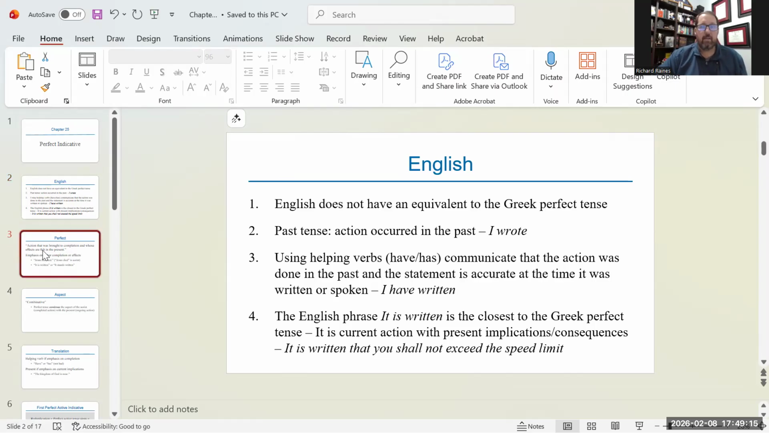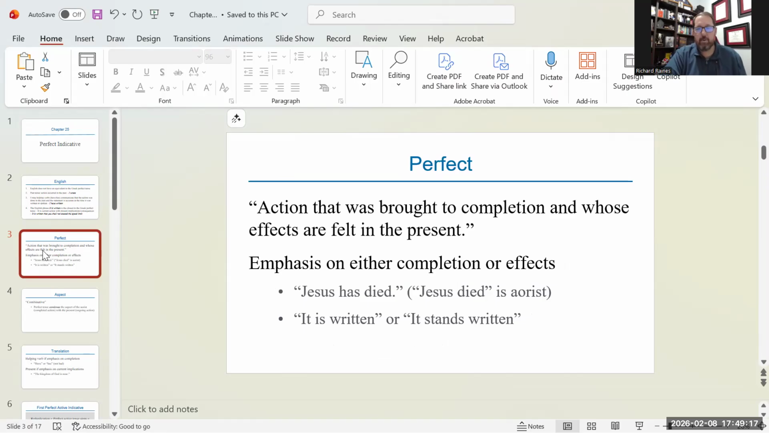So let's look at the Greek perfect tense. I'm straight from the book here. The perfect is action that was brought to completion and whose effects are felt in the present. So it was past action that has present implications. And the examples they give in the textbook: Jesus has died. That is an aorist, just in the past, right? It is written, or it stands written, would be in the perfect.